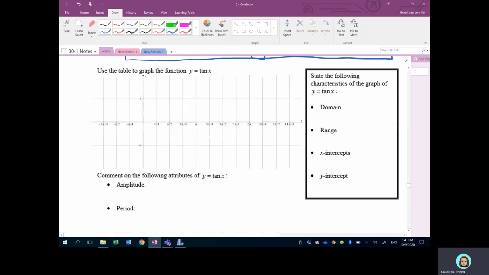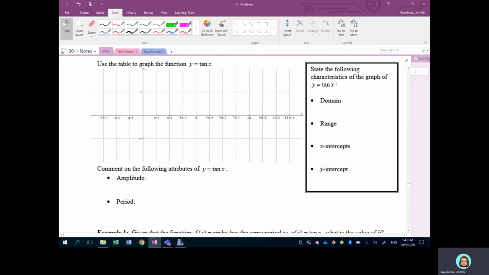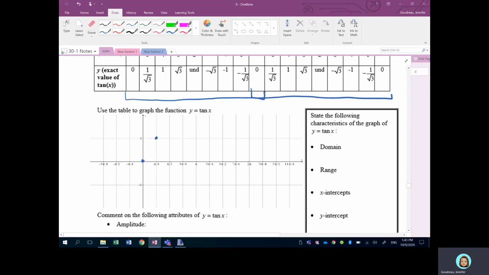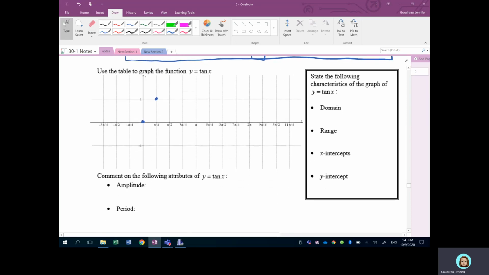So let's take those coordinate points and plot them here. We were at 0, 0. We have pi over 4, 1, and we have the ones in between there. So we have root 3 and 1 over root 3 and root 3. Kind of tough to graph here. At pi over 2, I'm going to dot in that vertical asymptote. At 3 pi over 4, we're at negative 1. At pi, we're at 0. At 5 pi over 4, positive 1. And then there we go. We could keep going all the way around.